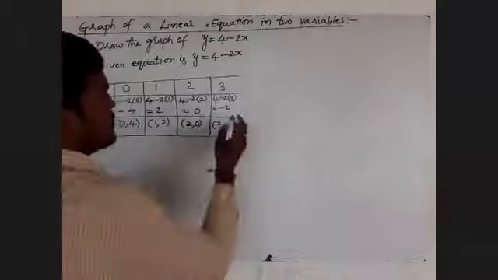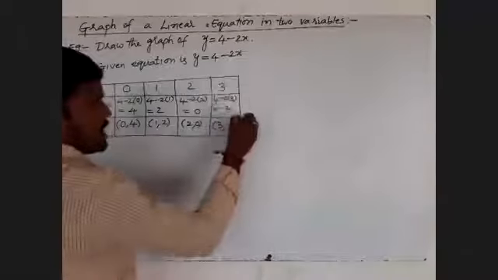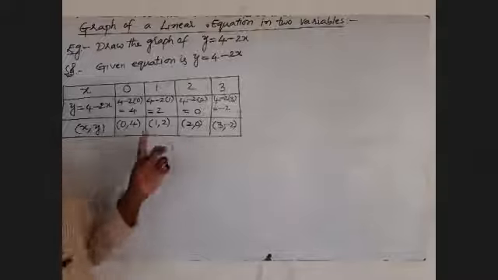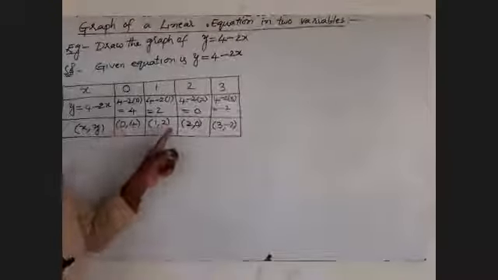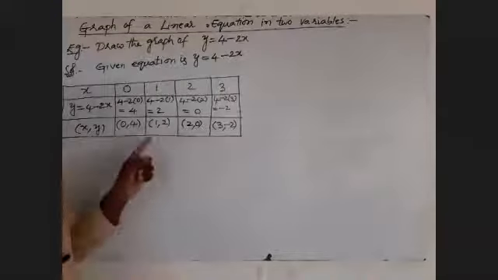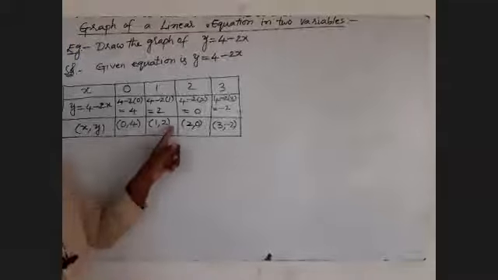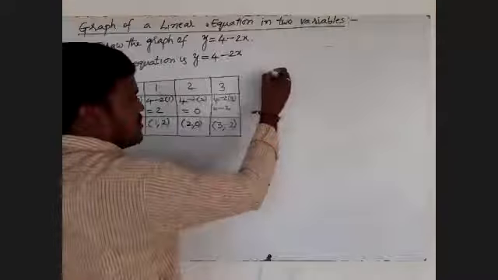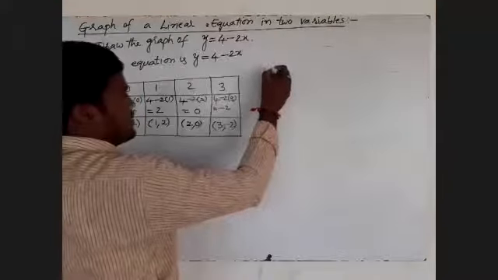We will observe. I will draw a graph. We will observe the x coordinate values. The given x coordinate values are 0, 1, 2 and 3. Their y coordinate values are 4, 2, 0 and minus 2. First, I will draw a graph. This is the given graph we will take.